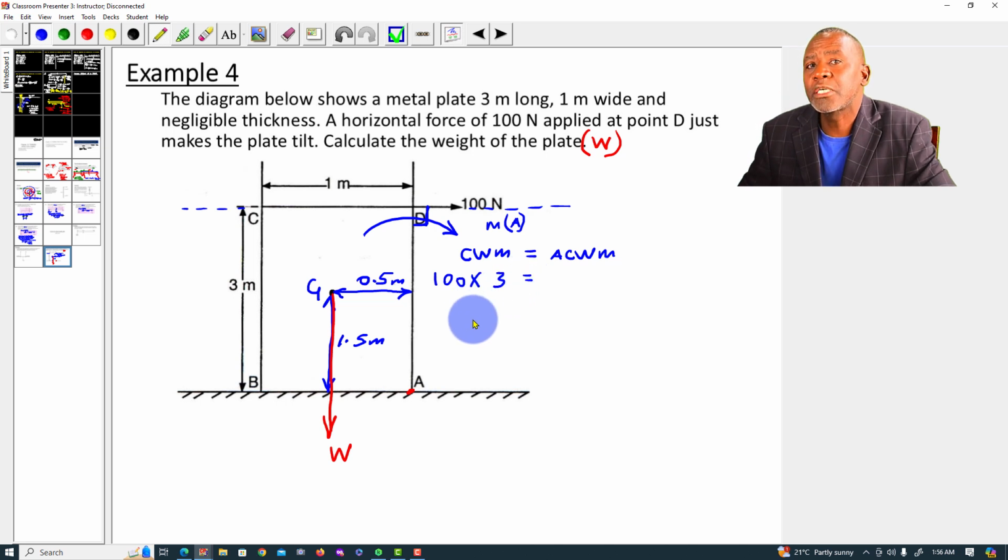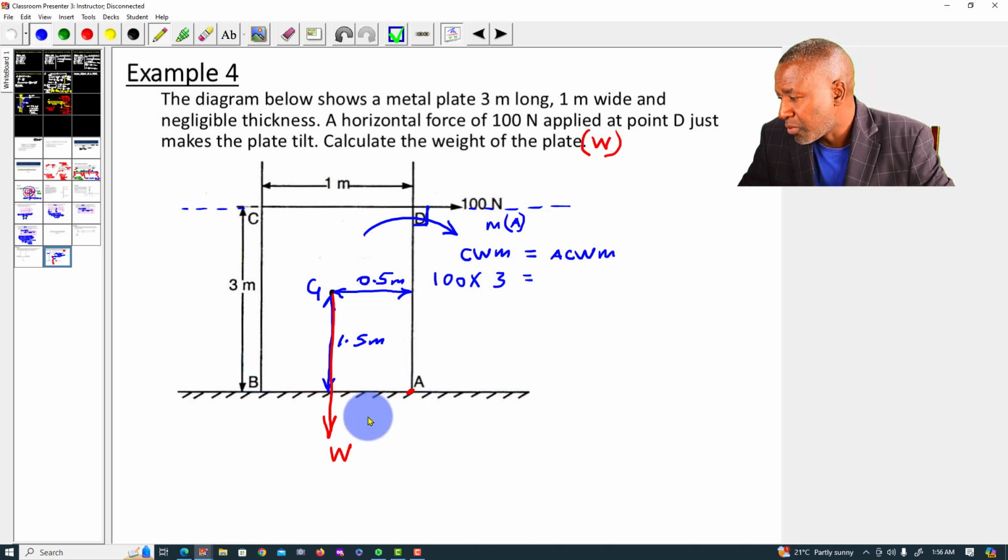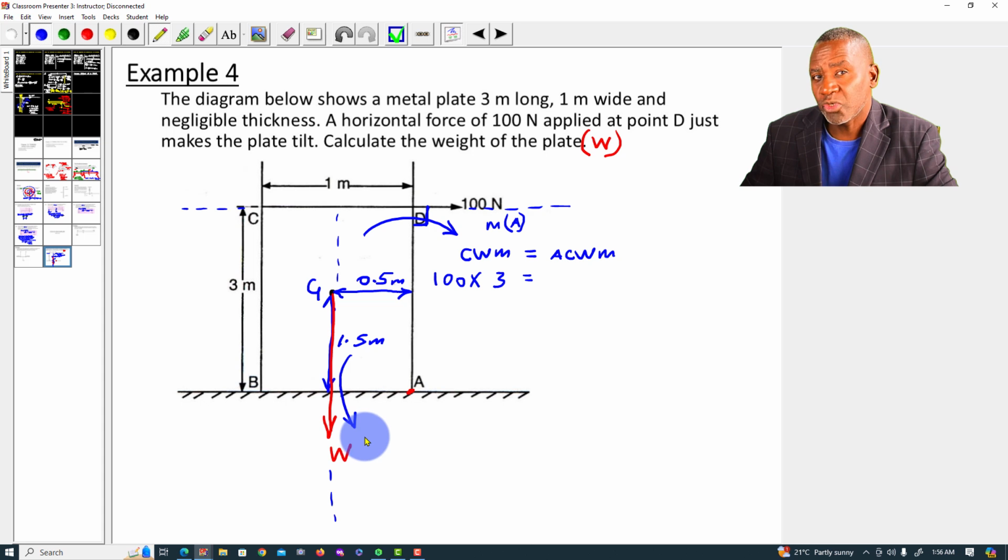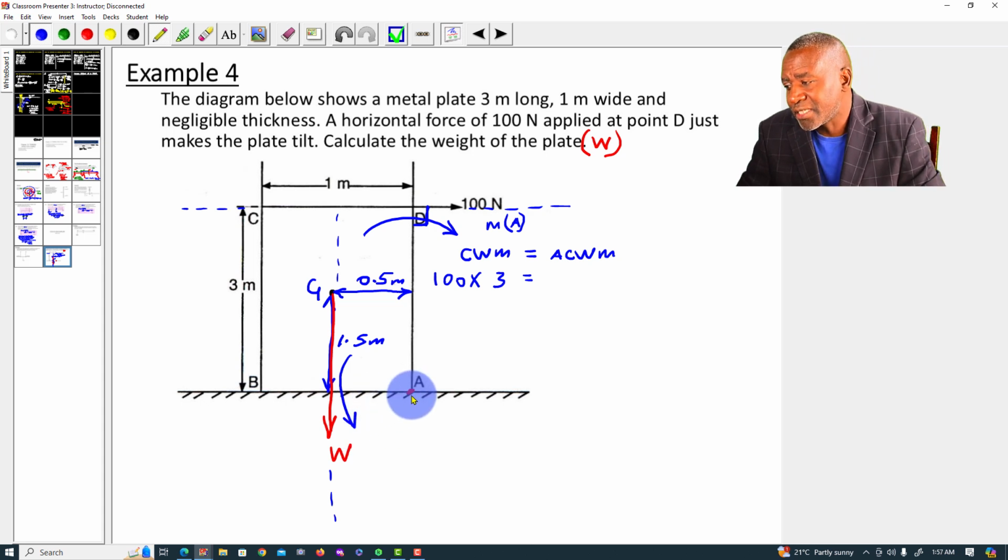Let's look at the anti-clockwise moments. The anti-clockwise moment is due to the weight of the object, and it will tend to turn that system anti-clockwise about this point. What is the line of action of the weight? This is the line of action of that weight. What is the point about which we are taking moments? It's point A. And what is the distance from A which makes 90 degrees with the line of action of W? What is that distance? It is this much, and it is 0.5.